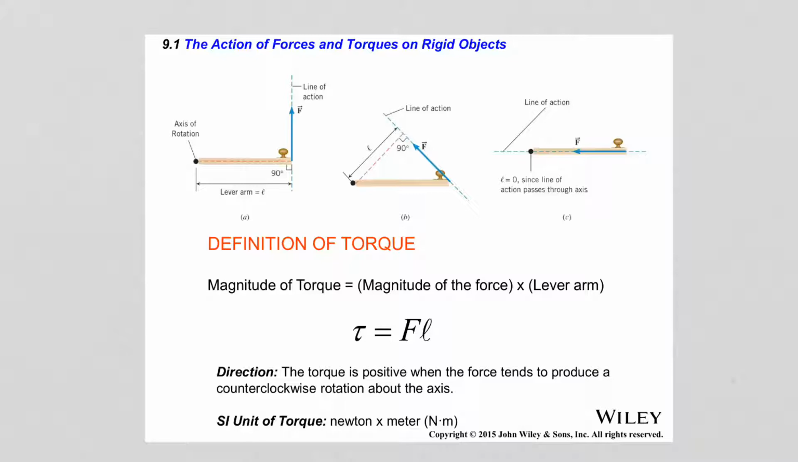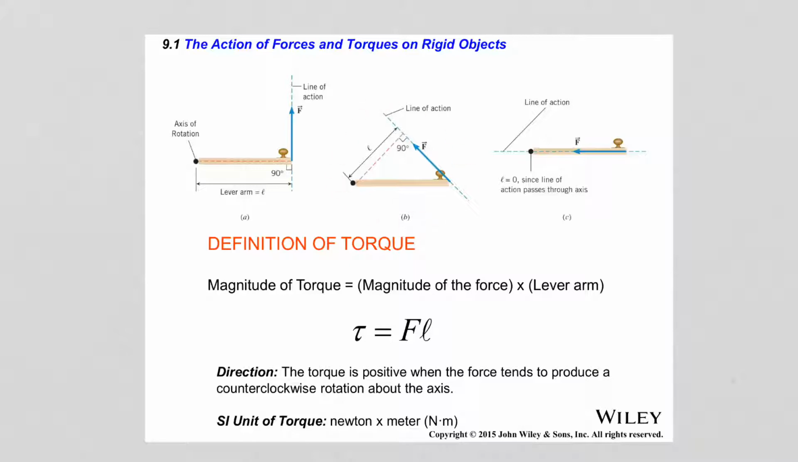So this is extremely important to understand. The lever arm is always measured from the axis of rotation to the line of action of the force, and it's always perpendicular to that line. So in the first drawing, naturally, because the force is applied at 90 degrees to the door, the lever arm is just the distance from the axis of rotation to the line of action of the force.